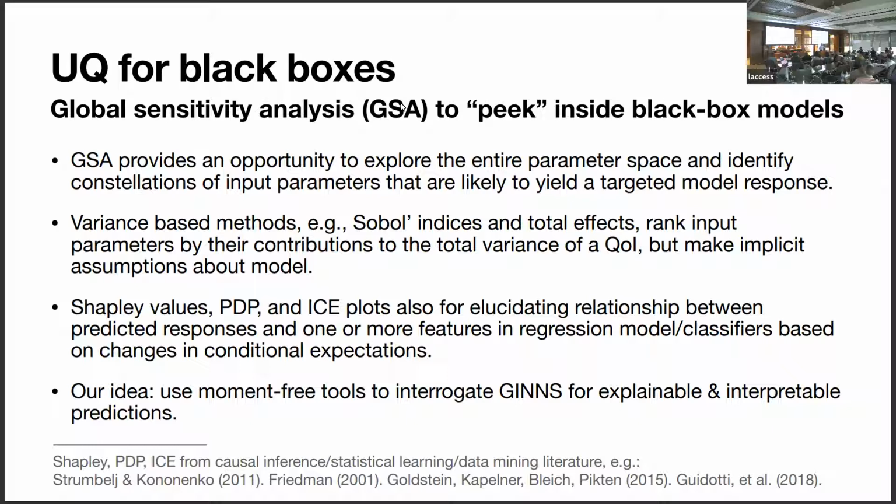In statistical learning, you also use things called Shapley values, partial dependence plots, and ICE, integrated conditional expectation plots, for elucidating relationships between predicted responses and one or more features in a regression model. Again, these are conditional expectations; they depend on moments of the distribution. I think typically one doesn't use distribution-based methods like mutual information because you need data to do this. But this is where having a statistical surrogate is the point: you can make the data. It's no worse than doing some bootstrapping.